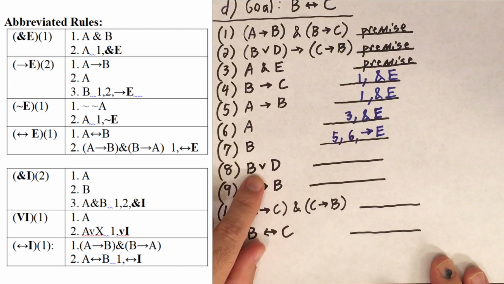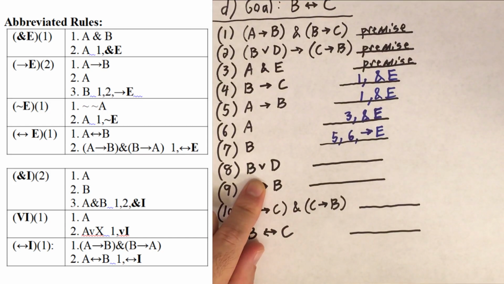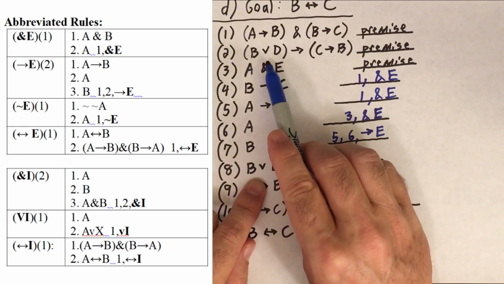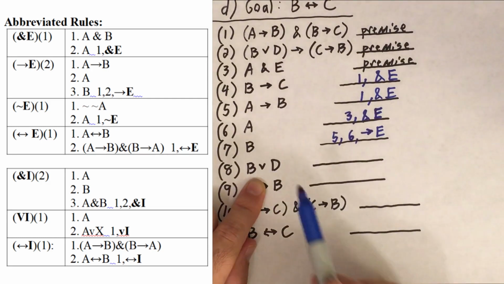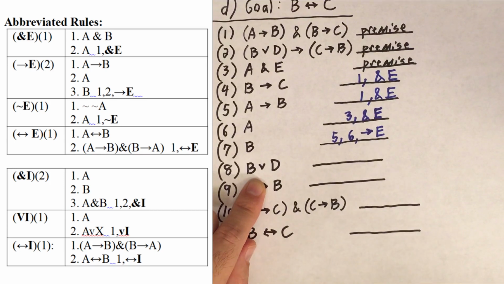Good? You're doing good. Now I have B or D. Now I look and always look for my content in my lines above because they are justified. I can use them. And I see it here in line 2. But it's the left side of a conditional. I can't take the left side of a conditional. So where did I get this or? Well, now I should think. I can't take it out of line 2. So it must have been created.